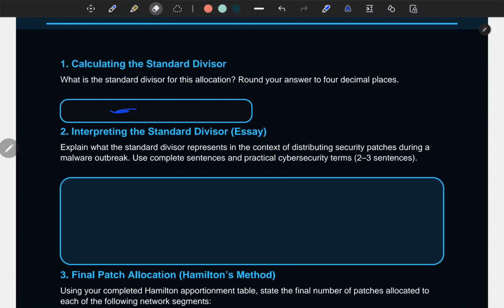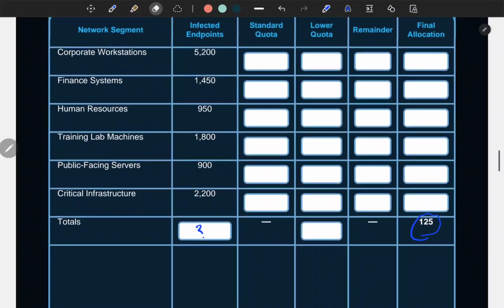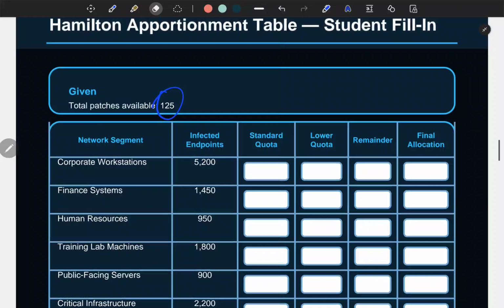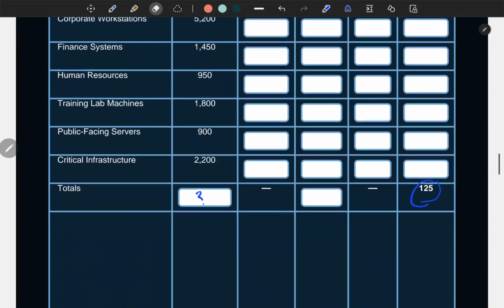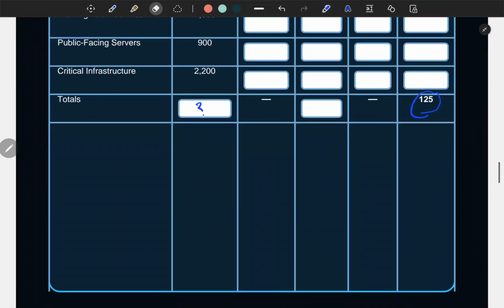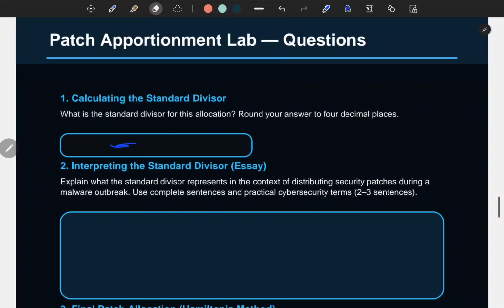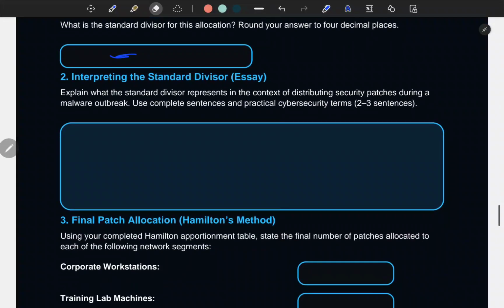Be thorough with it. And a little tip to help you figure out how to interpret your standard divisor: just think about the 125 available patches that we have and how we have to distribute them amongst the infected endpoints. So what does that 125 mean in that context is how we want to think about interpreting the standard divisor. And we have to get used to being able to express ourselves verbally and written. So we want to write down what we're thinking, how we interpret this. We want to get a couple of sentences to get our point across to these stakeholders.